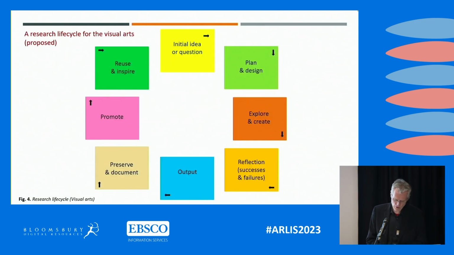So this is a proposed research lifecycle for the visual arts, and I'm hoping it could be used by art researchers, such as art historians, curators, art librarians, and other information professionals, as well as visual artists. It has eight stages, and I'll try to go through each one with some notes.